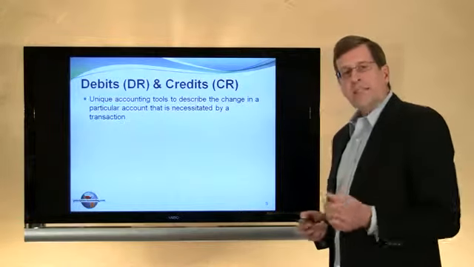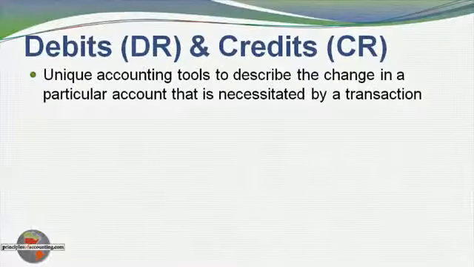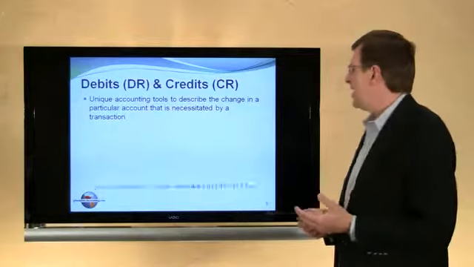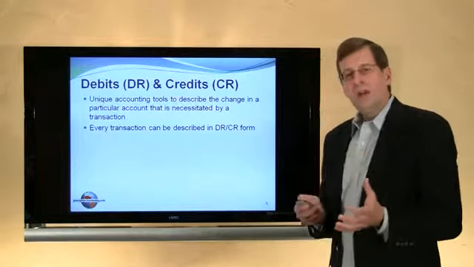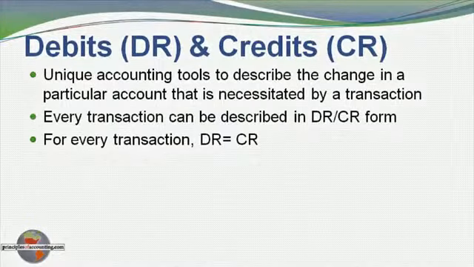Now, let's think about debits and credits as the next feature that we need to consider. Debits and credits are unique accounting tools to describe the change in a particular account that is necessitated by a transaction. You may be thinking, now, what exactly does that mean? Well, every transaction that occurs for the company can be described in its debit-credit effects. And each transaction can be described in such a way that debits equal credits.